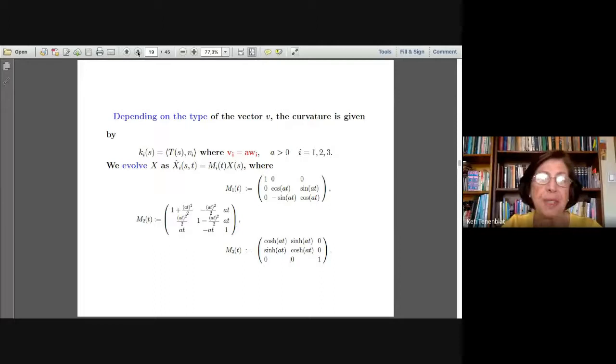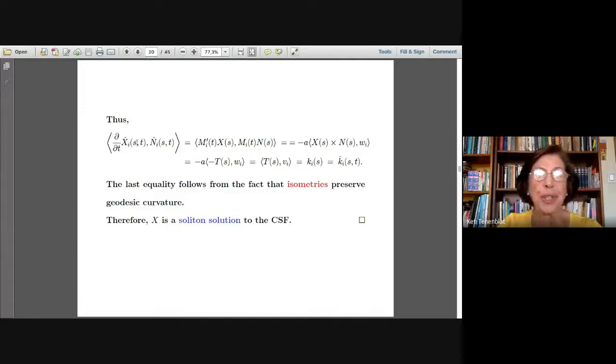And then what we have to do is show that this flow that was defined like that will satisfy the equation of the curve shortening flow. So you take the derivatives, the derivatives of M prime, etc. And then you plug in and you use the fact that T is, you make the computation very simple. The i appears here. So this computation here gives you minus A times minus T times omega i. And when you put inside the A and cancel the signs, you have the inner product of T(s) with vi.